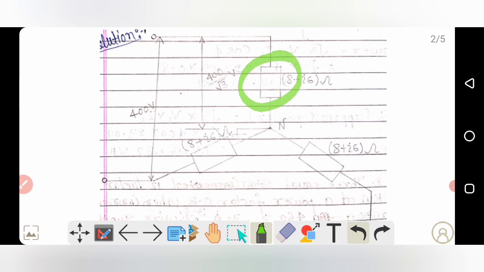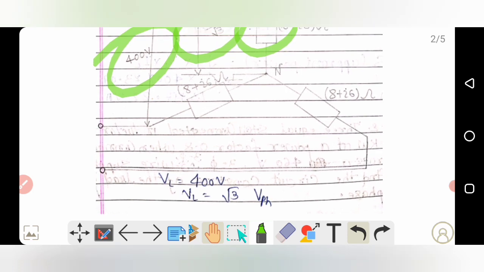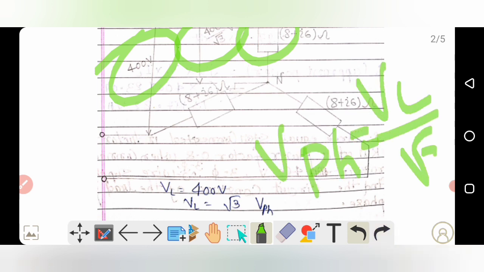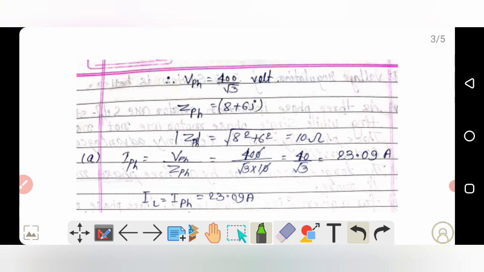and this is the value of impedance, and this is the line voltage. The line voltage is given here as 400 volt, and this one is the phase voltage. In the given question, the value of VL is given as 400 volt, and as we know, in a star connection, VL is equal to root 3 V phase. So if you want to calculate V phase, it will be equal to the line voltage by root 3, which is 400 by root 3 volt.